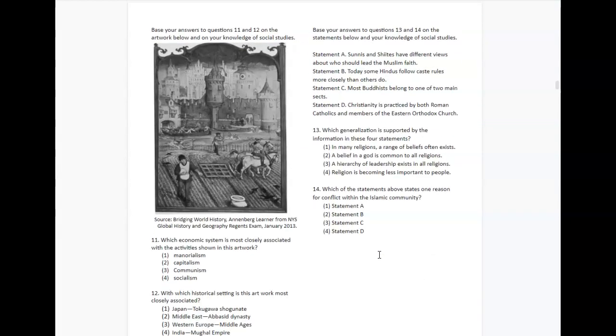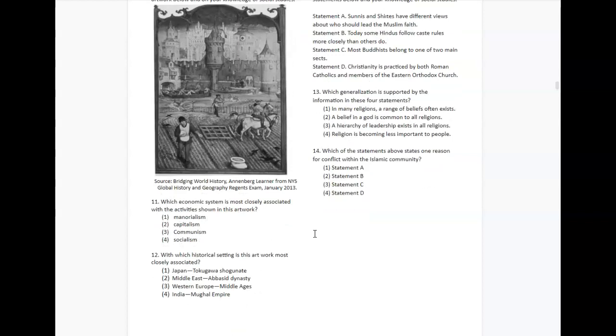So numbers 10 through 12 are based on this artwork below. So we've got a castle in the background, and then you have people who are working the fields in the foreground. So number 11 asks, which economic system is most closely associated with the activities shown in this artwork? Is that 1, manorialism, 2, capitalism, 3, communism, or 4, socialism? Which economic system is shown here?